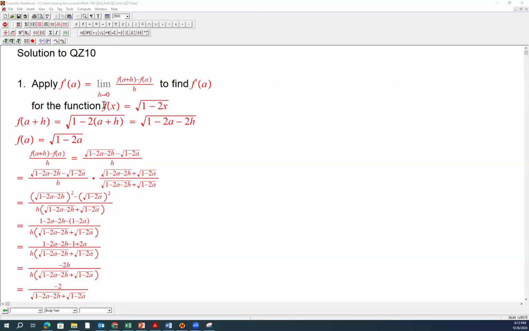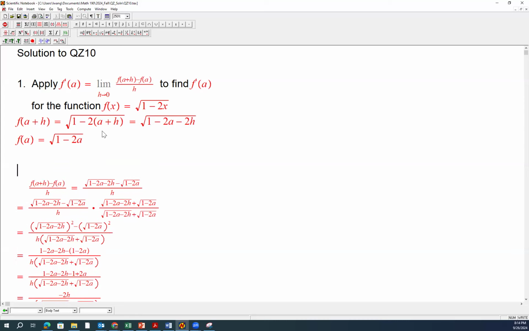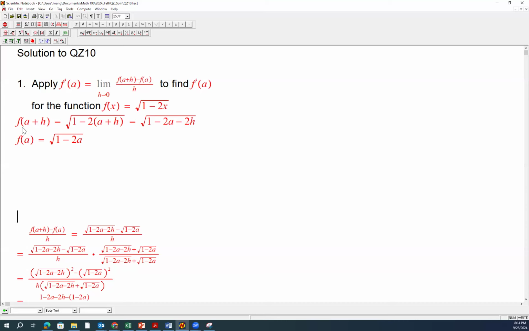The function we're going to find the derivative for would be f of x equals the square root of 1 minus 2x. In order to apply the definition that was given, we need to figure out what is f of a plus h, right? This is f of x. So when x is replaced by a plus h, everywhere x will be replaced by a plus h. And then if we distribute -2 to a, we get -2a, and -2 to h, we get -2h. And f of a, of course, is just directly substituting x by a.